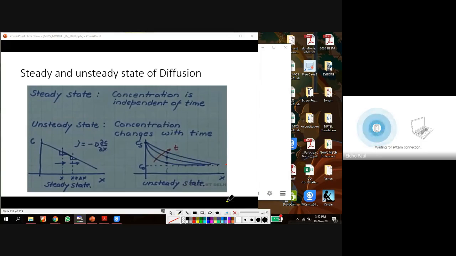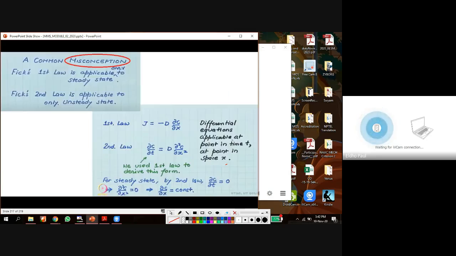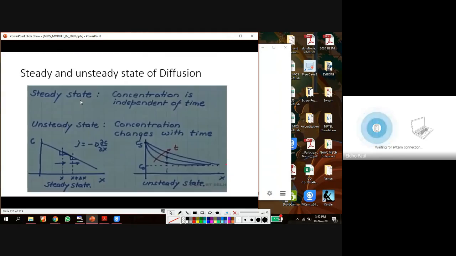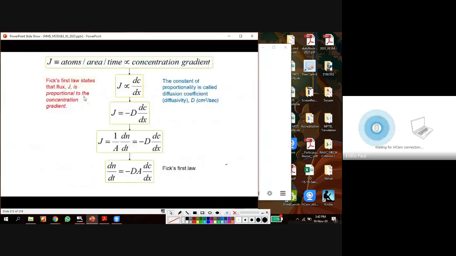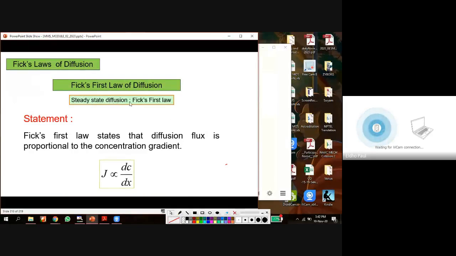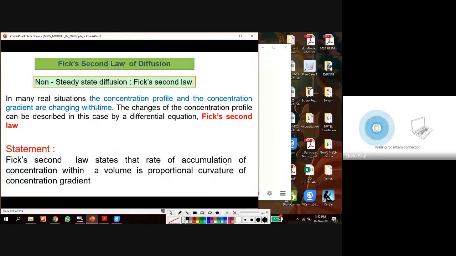So in the case of Fick's law, the statement that Fick's first law is applicable only to steady state is actually a misconception. That's wrong. That is why I said initially this is wrong. Fick's first law can be applied for both steady state and unsteady state diffusion, and the second law can be applied for steady and unsteady state conditions. Thus, this statement is actually wrong.